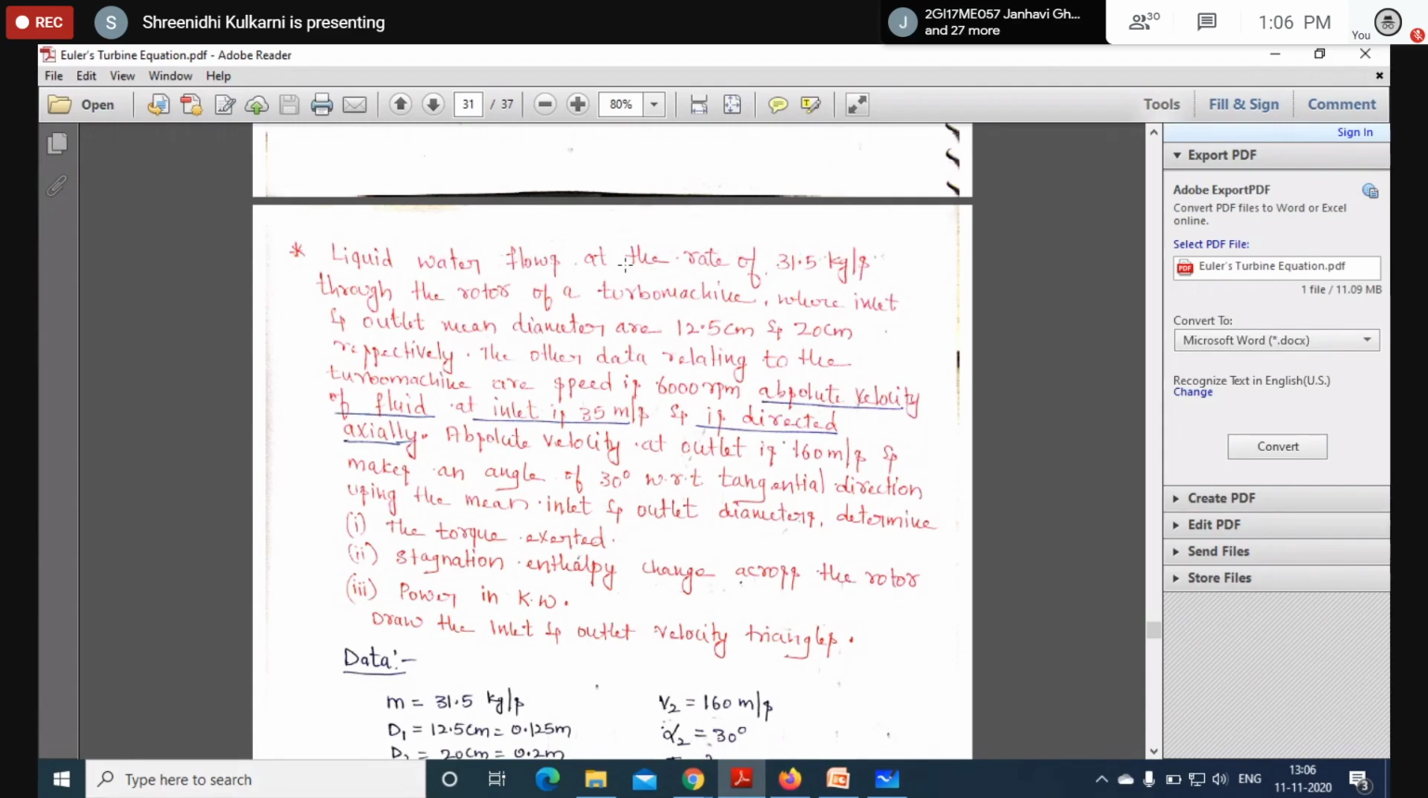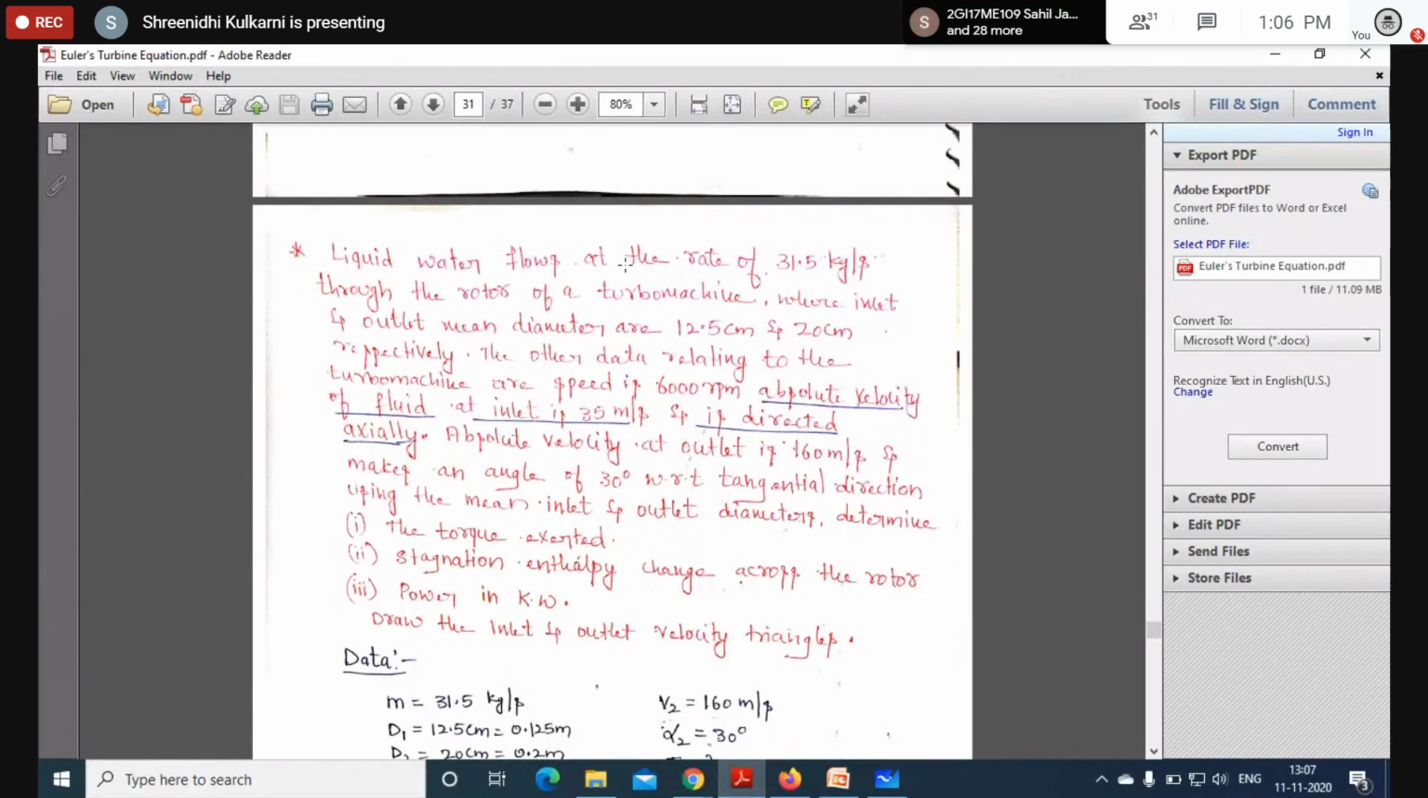where inlet and outlet mean diameters are 12.5 centimeter and 20 centimeter respectively. The other data relating to the turbo machine are: speed is 6000 rpm.